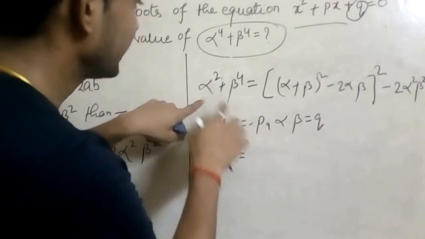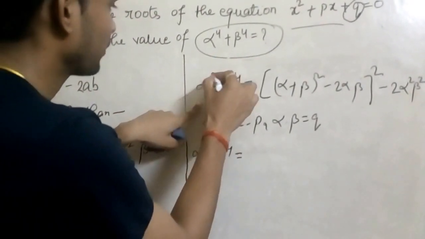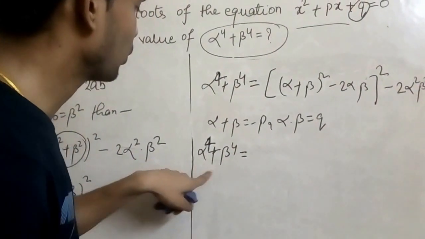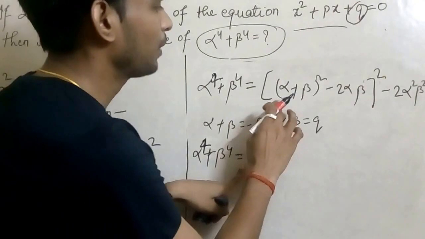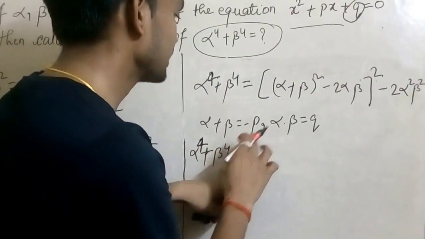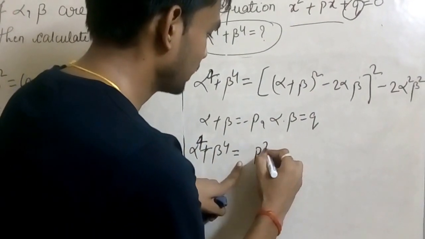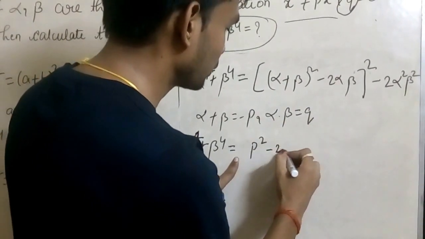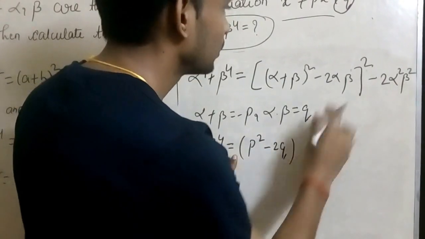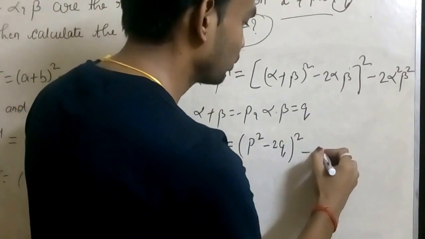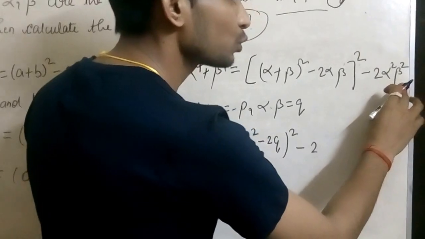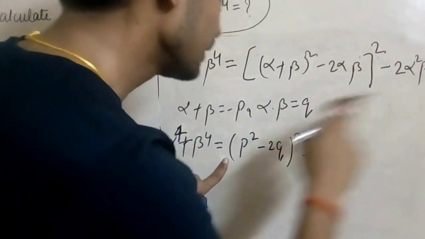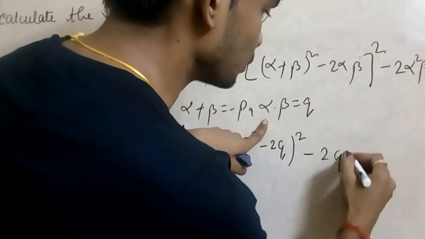Okay, sorry, it is not alpha square, it is alpha to the power 4. Similarly here, alpha to the power 4 plus beta to the power 4 equals (alpha plus beta) whole square, which means minus p whole square, that is p square minus 2 alpha into beta, equal to q minus 2q. Similarly, (alpha into beta) whole square means alpha square into beta square means (alpha into beta) whole square, so we get here q square.